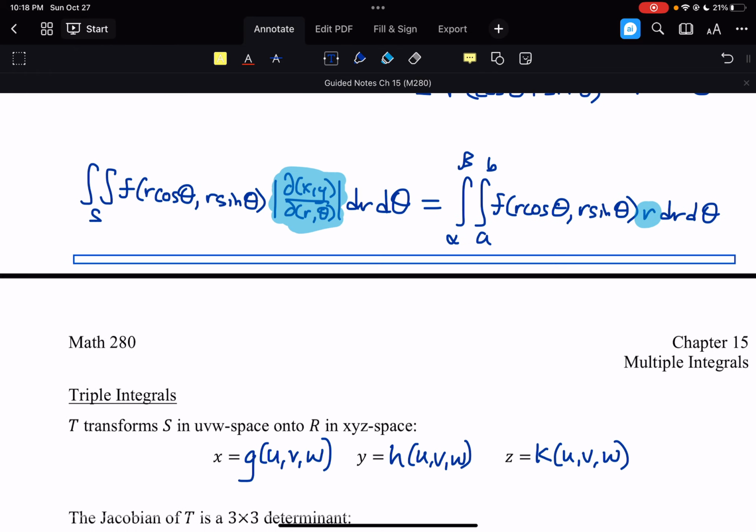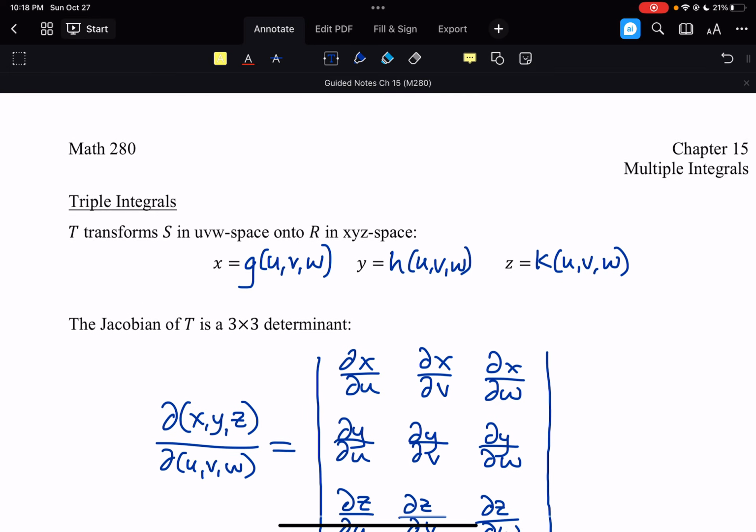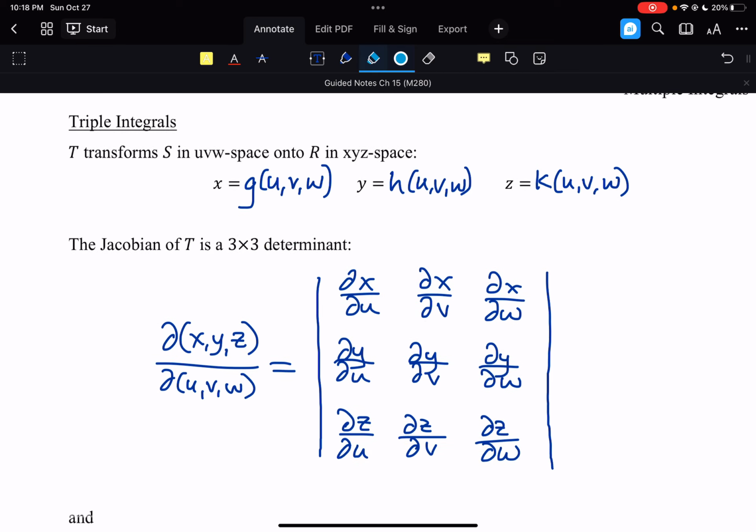This also works in 3D and for triple integrals. So if we have T, a transformation, transforming S, which is in UVW space, onto R, which is in XYZ space, we have x, y, and z all as functions of u, v, and w. The Jacobian is a 3x3 determinant, where we take the partials of the x's, the y's, and the z's with respect to u, v, w. This is just like how we used to compute a cross product, with i, j, and k in that first row. Same process.